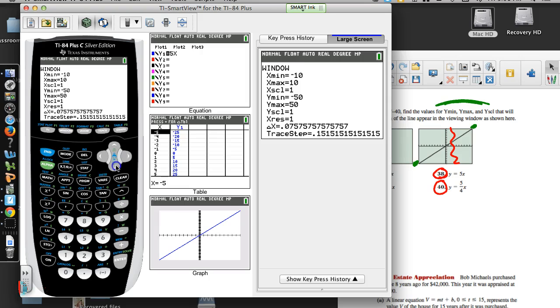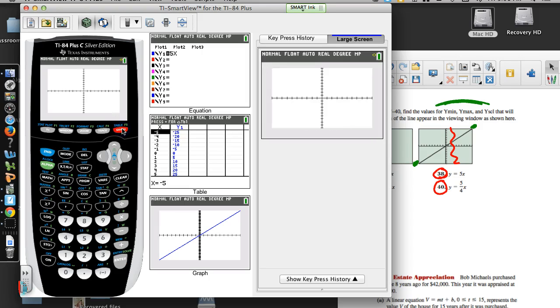So I go back into the window and I'm going to change that Y scale. I'll just try going by 5 since I take a look at it and think, okay, if I have 50 in my window and my window is normally negative 10 to 10, well, if I change this to 5, that should do what I need it to do. And I can see the tick marks, my intervals on the Y-axis look much more like the original did.